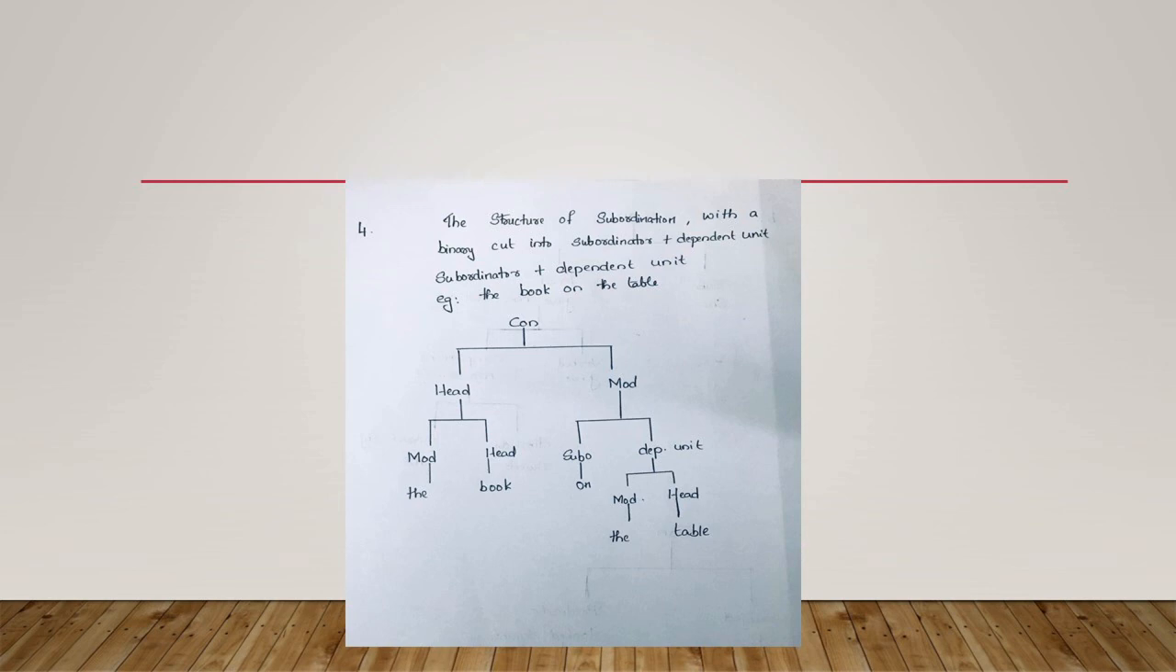In the structure of subordination, we will have a subordinator plus a dependent unit. So here, the subordinator is "on" and the dependent unit is "the table". And "the table", we have again divided using the binary cut into modifier plus head. I hope that is clear to you.